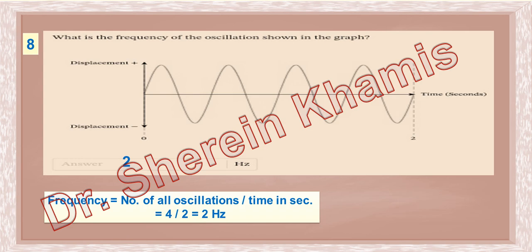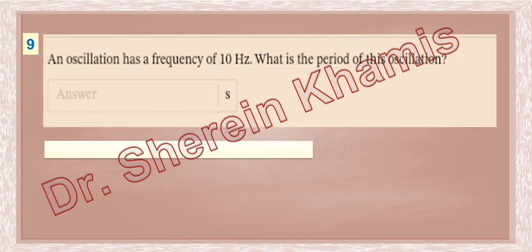This is question 8. Let's go to question 9. It says that an oscillation has a frequency of 10 hertz. What is the period of this oscillation? We have the frequency. If we want to get the period of oscillation, it means 1 over the frequency. So the period of oscillation equals 1 over the frequency, so we get 1 over 10, or 0.1 second. So the right answer here will be 0.1 second.